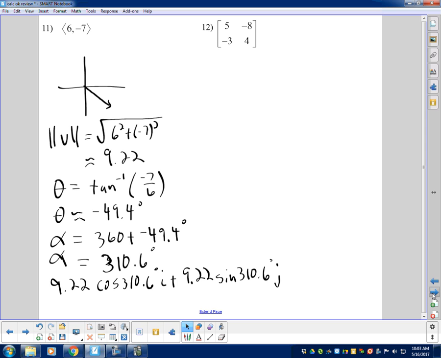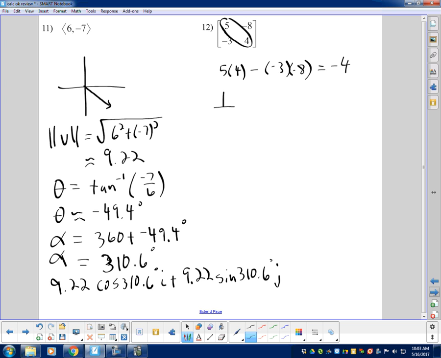All right, matrices. Find the multiplicative inverse of that matrix. So what we have to do first is find the determinant. The determinant is found by multiplying the main diagonal. So we have 5 times 4 main diagonal here. So 5 times 4 minus negative 3 times negative 8. And so I get 20 minus 24, which is negative 4.